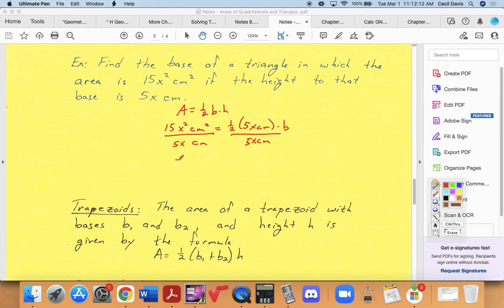When I do that, I get 3. What's x squared divided by x? X. And centimeters squared divided by centimeters is? Centimeters is equal to 1/2 the base. So multiplying both sides by 2, we get 6x centimeters is the base.